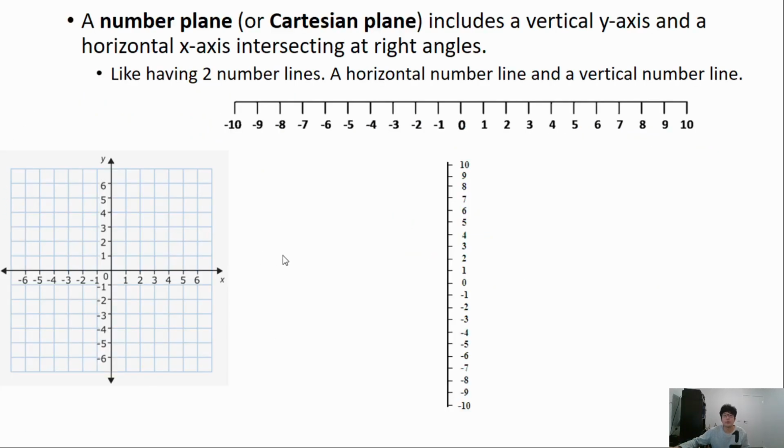Alright, let's start off with what a number plane is. It might look a bit new when you just look at that straight off the bat, but it's essentially just like having two number lines, a horizontal one like this and a vertical one like that. And when you overlap them together at the zeros, both horizontally and vertically, you'll get a number plane like this. A number plane includes a vertical y-axis and a horizontal x-axis intersecting at right angles. That's right here at the origin. And this is also often referred to as the Cartesian plane.